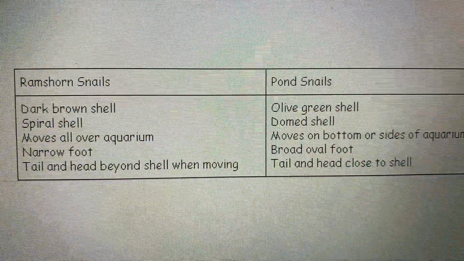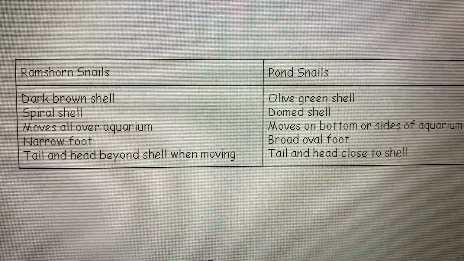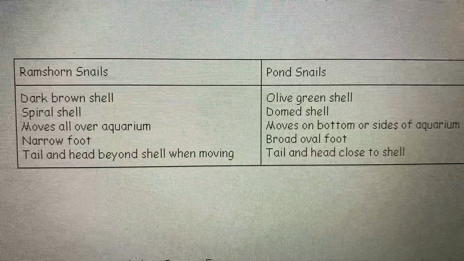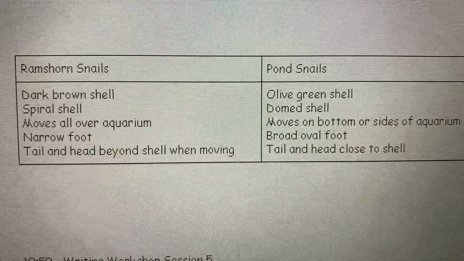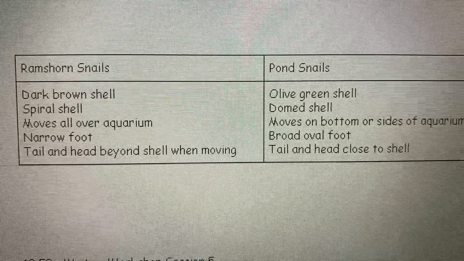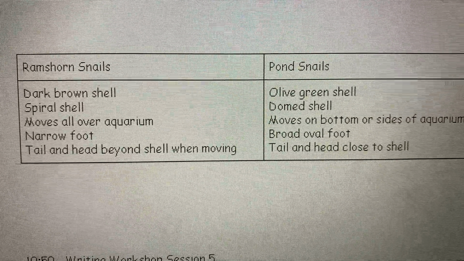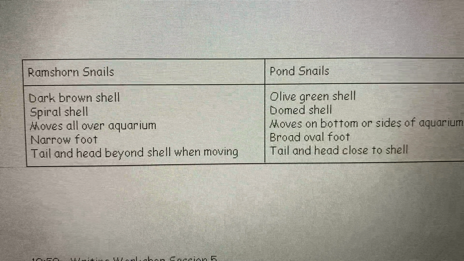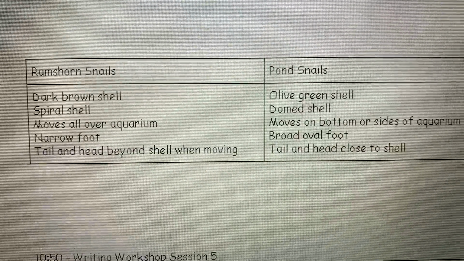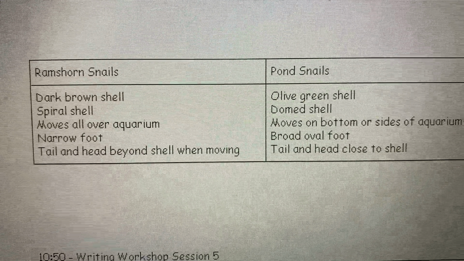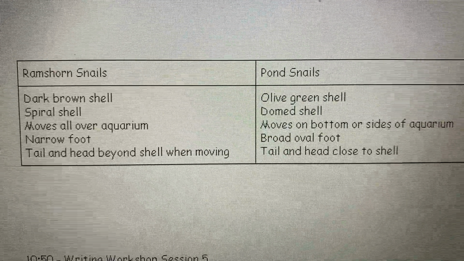Take a look at the table. This is the difference between ram's horn snails and pond snails. Ram's horn snails have a dark brown shell. Pond snails have an olive green shell. Ram's horn snails have a spiral shell. That was that curly-Q shell, where pond snails have a domed shell. We saw the difference in the shell.